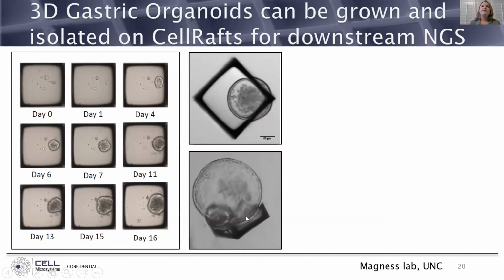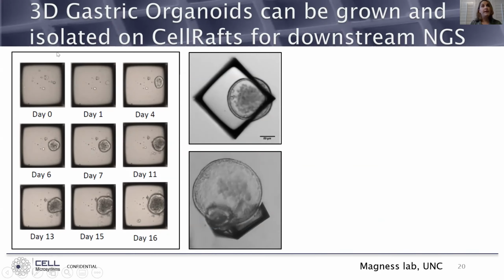Another application where we've seen a lot of growing interest and a lot of utility is in the 3D organoid space. Organoids are typically not amenable to flow-based workflows because you can't easily flow a three-dimensional organoid through a flow sorter or a droplet dispenser. So in collaboration with the Magnus Lab at UNC, we've seen a lot of beautiful data coming from them about how they use our system to isolate these organoids. Their workflow starts with mouse gastric stem cells that have been pre-sorted using flow cytometry.